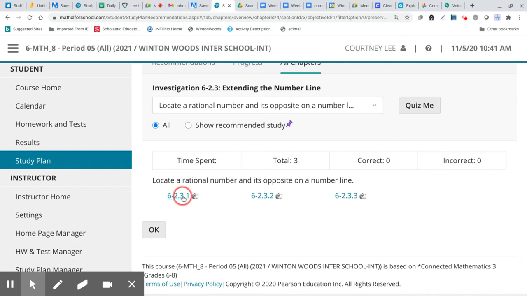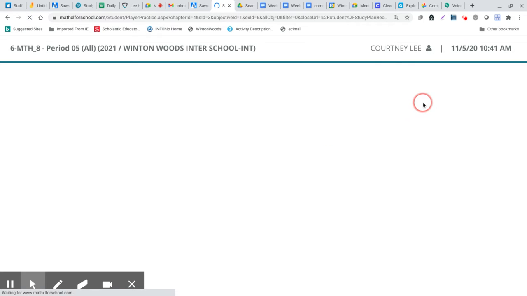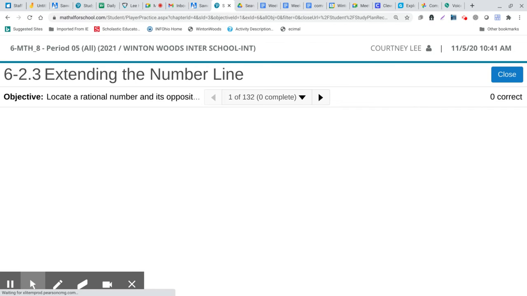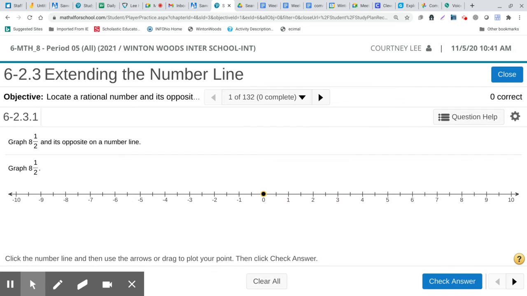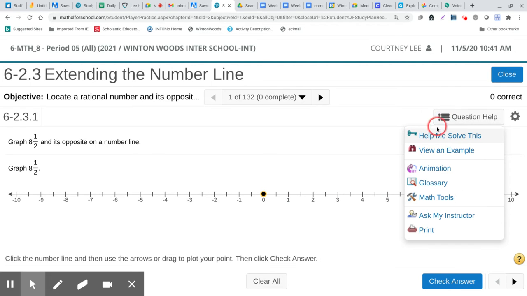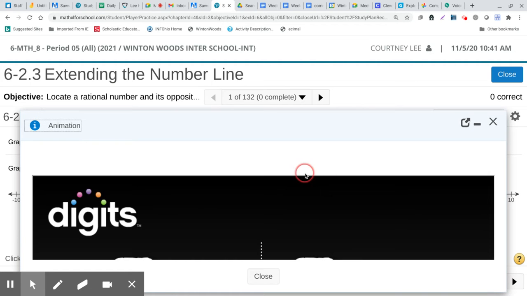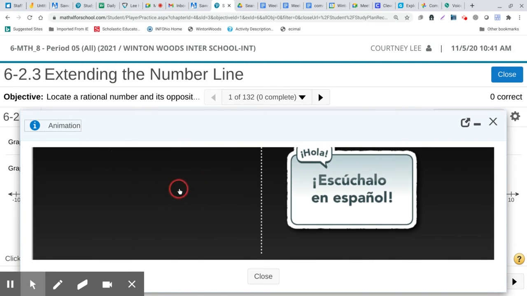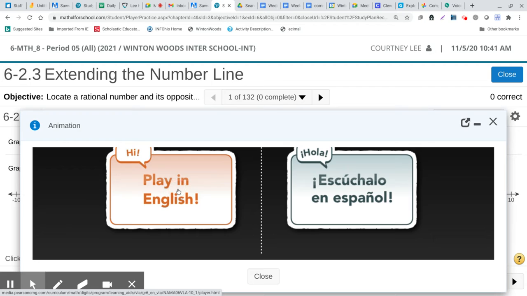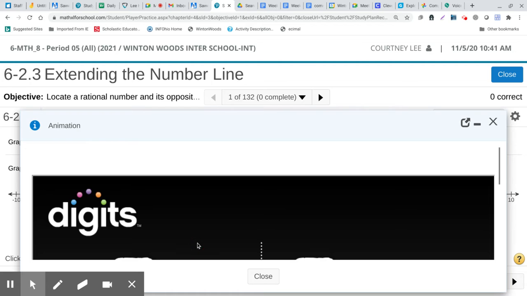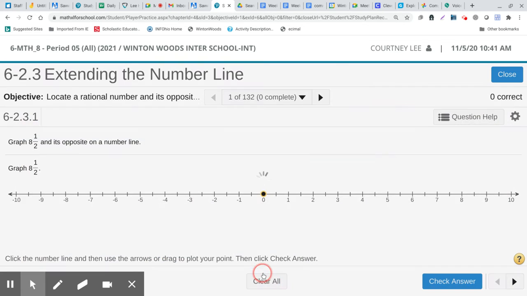This symbol means that I think animation. Don't know if the animation is going to work. Let's see. Play in English. I don't know if I have a pop-up that's making this not play or what. I need to call Chris Straw, the representative, and tell them that these animations aren't working.